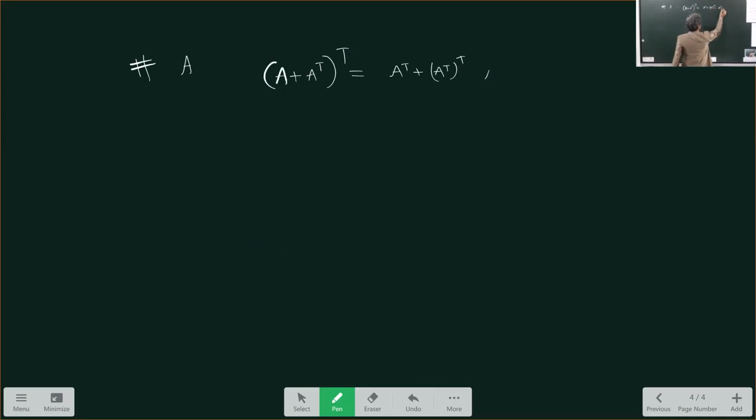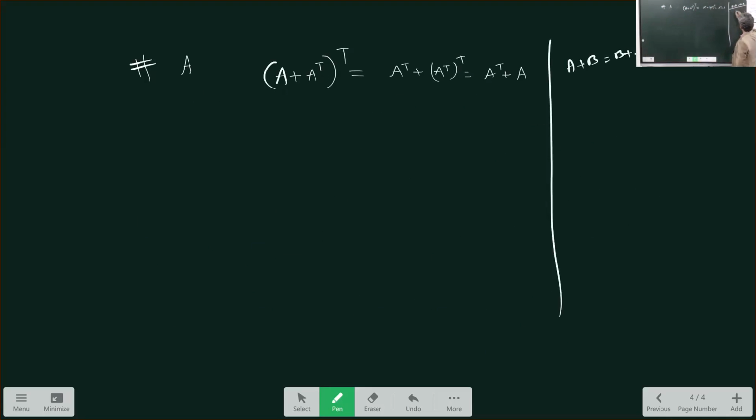So if A is any given matrix, then (A plus A transpose) whole transpose will be A transpose plus (A transpose) whole transpose, which can be written as A transpose plus A, because transpose of transpose is A. Now, for any two matrices, A plus B is always equal to B plus A. That is called commutative with respect to plus.